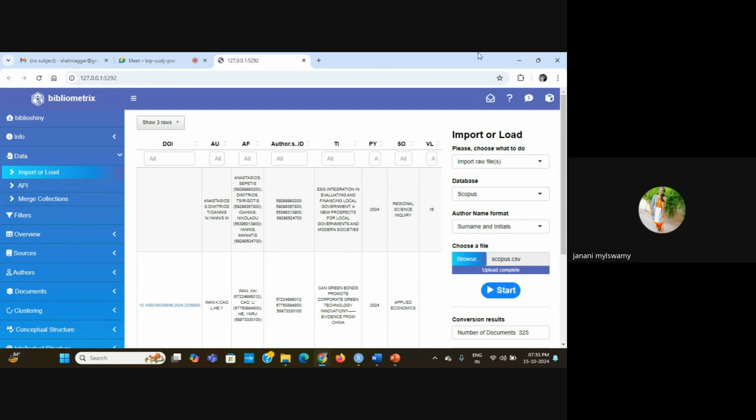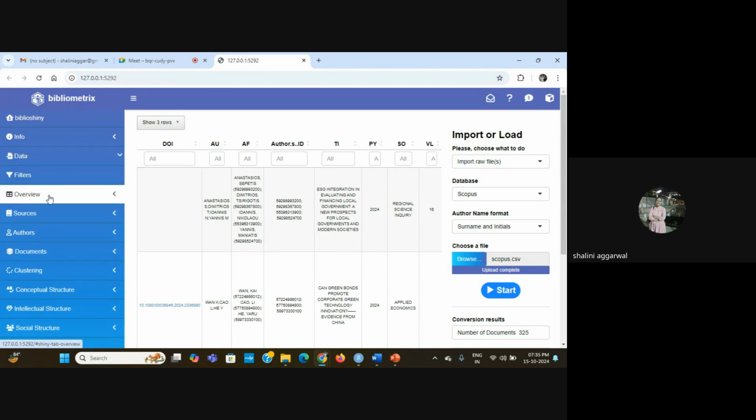Ma'am, after uploading, where should I click? After browse, I have chosen the file. Then what should I do, ma'am? Here, click on the start window. Then you will import and this file will come. And then let's start with this now. Let's start with our first command.